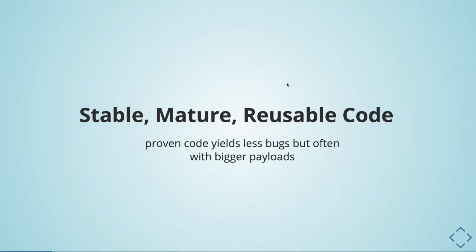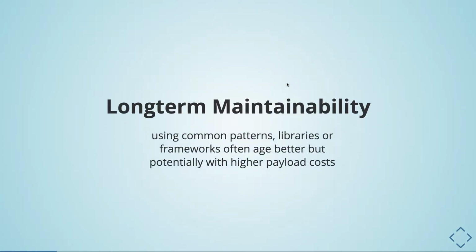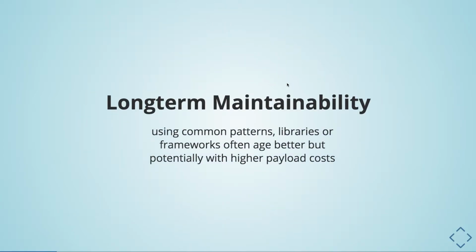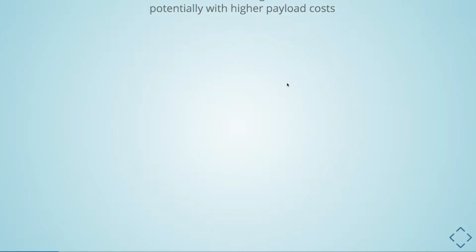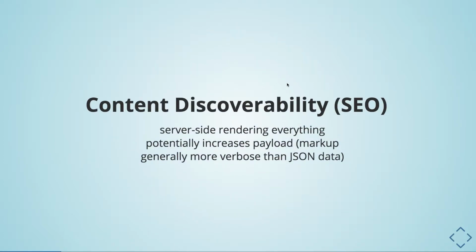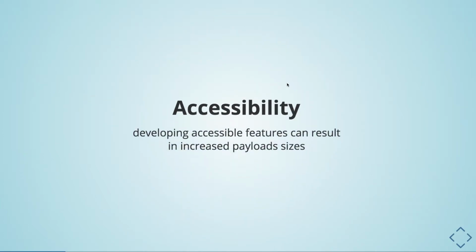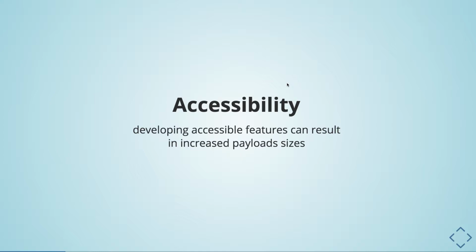Using stable, mature, reusable code oftentimes comes with a higher payload associated with it. It's solving all the problems, right? And we typically want to use stable, mature, reusable code. Talk about long-term maintainability: using common patterns, libraries, and frameworks often ages better than handcrafted one-offs, honestly. Talk about SEO and server-side rendering. Markup always weighs more than data for the most part, right? You're going to pay for that. Adding full-on accessibility access to all your features is going to take some payload to do that.